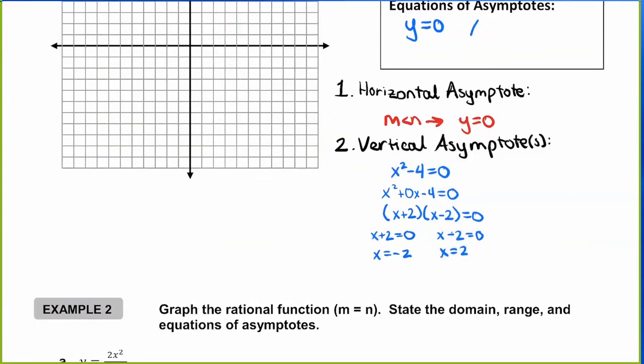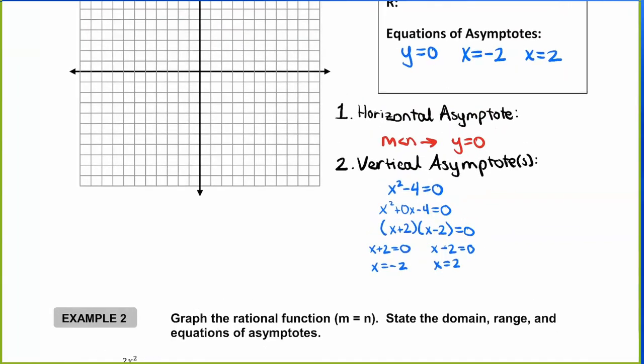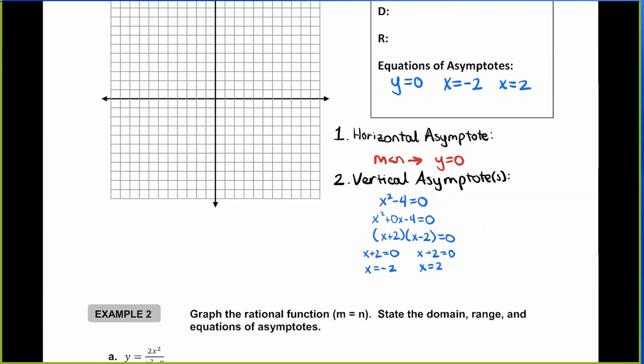So we have two vertical asymptotes. We have one at x equals negative 2 and one at x equals positive 2. So this function looks crazy. Yeah, you can. The question was, could you write x equals plus or minus 2? Yes, of course. Just make sure you graph it.